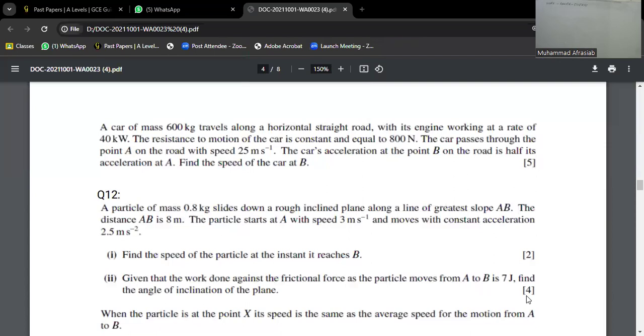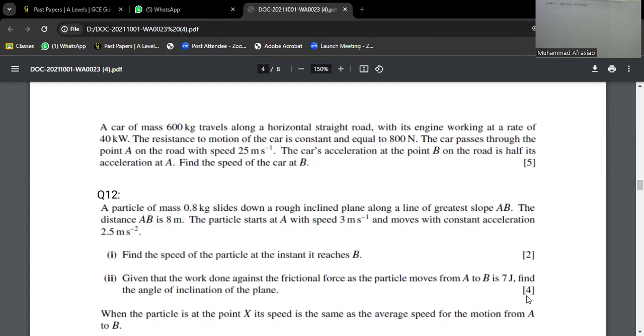A particle of mass 0.8 kg slides down the rough inclined plane on the greater slope of AB. The distance AB is 8 meters. The particle starts at A with a speed of 3 meters per second and moves with a constant acceleration of 2.5 meters per second square. Part 1. Find the speed of the particle at the instant that it reaches B.